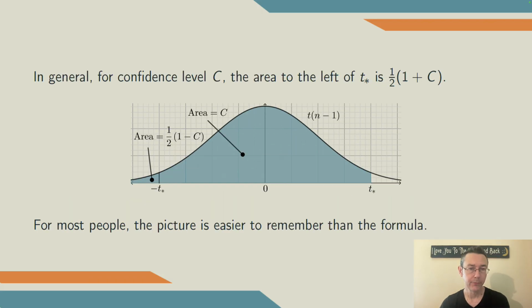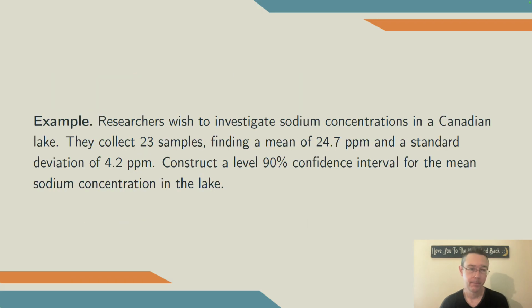There is a formula for the area to the left of t star for any confidence level C. It's 1/2 times 1 plus C. But for most people, the picture is easier to remember than the formula. And the arithmetic that you need to do just using the picture isn't that hard.